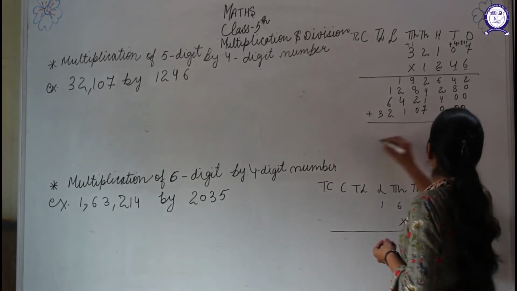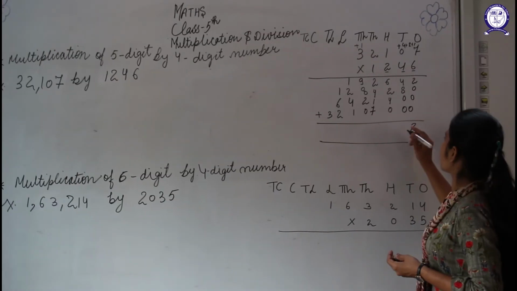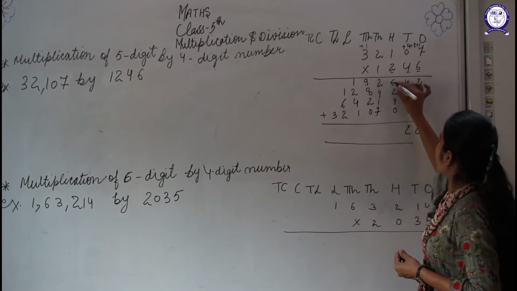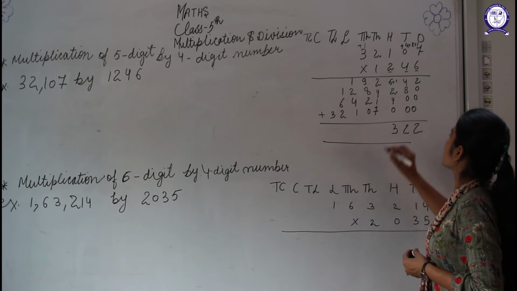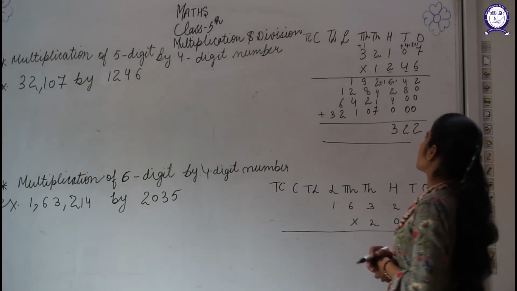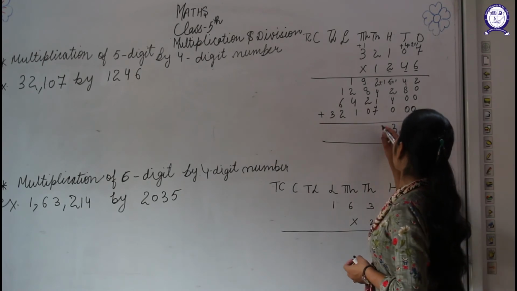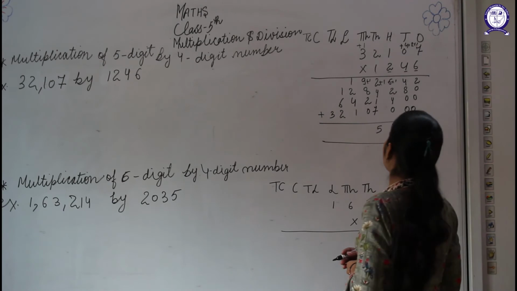Now add. 2 plus 0 plus 0 plus 0, 2. 4 plus 8 plus 0 plus 0, 12. Carry 1. 6 plus 1, 7. 7 plus 2, 9. 9 plus 4, 13. 13 plus 0, 13. Carry 1. 2 plus 1, 3. 3 plus 4, 7. 7 plus 1, 8. 8 plus 7, 15. Carry 1. 9 plus 1, 10. 10 plus 8, 18. 18 plus 2, 20.